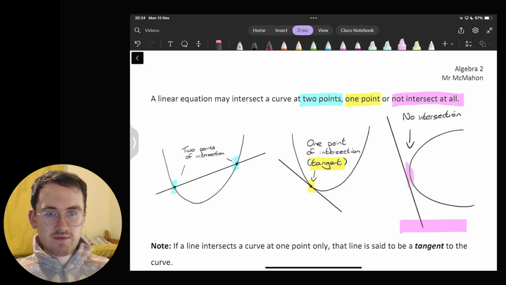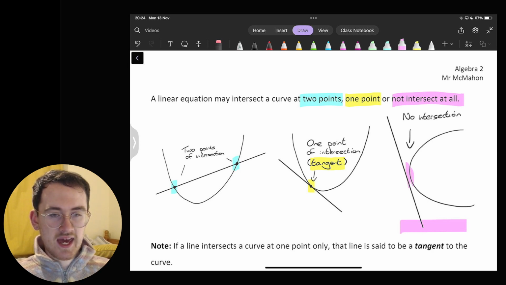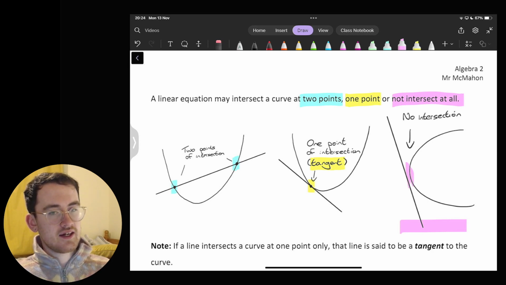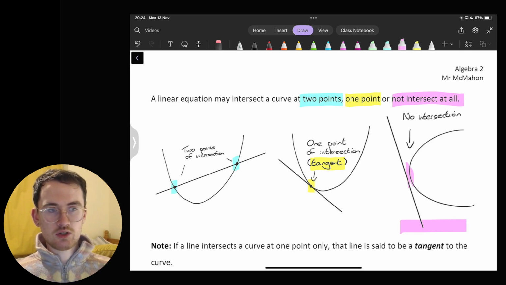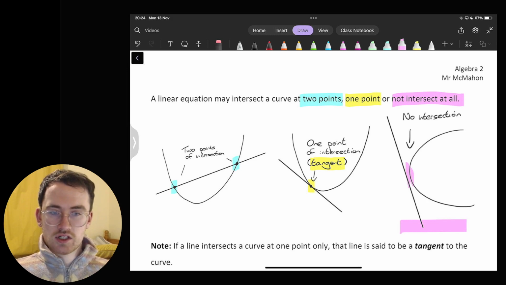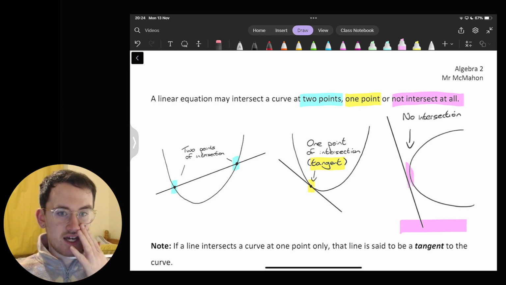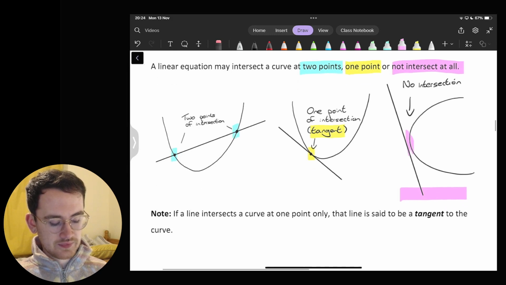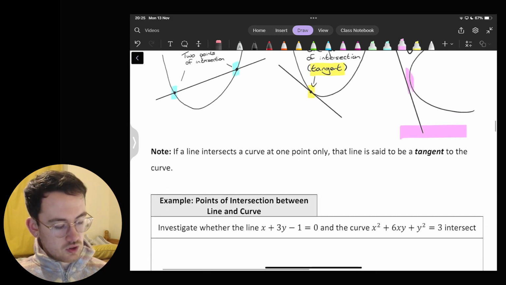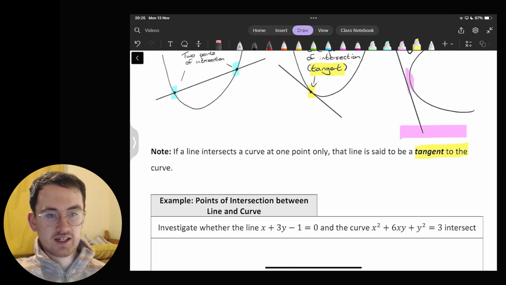So sometimes they may phrase the question in that way. They may ask you to show that this line and this curve do not intersect, and you can do it by using this method here, using a simultaneous equation, but you will get a solution that doesn't work out. Okay, you'll get that there is no intersection, there's no value for your answer. If they intersect at 1 point only, it's said to be a tangent, as we said there. So that's the middle example.